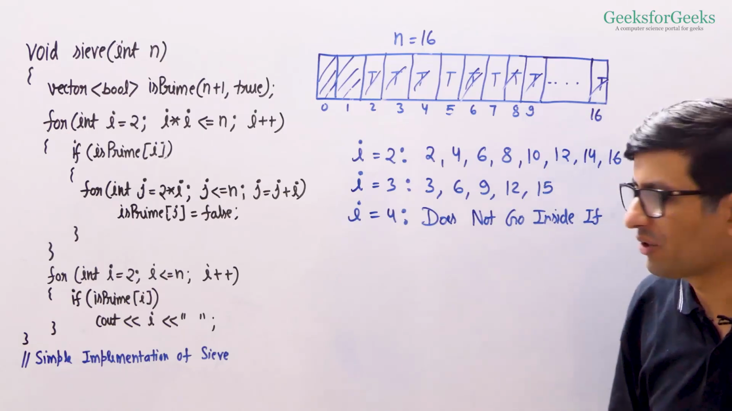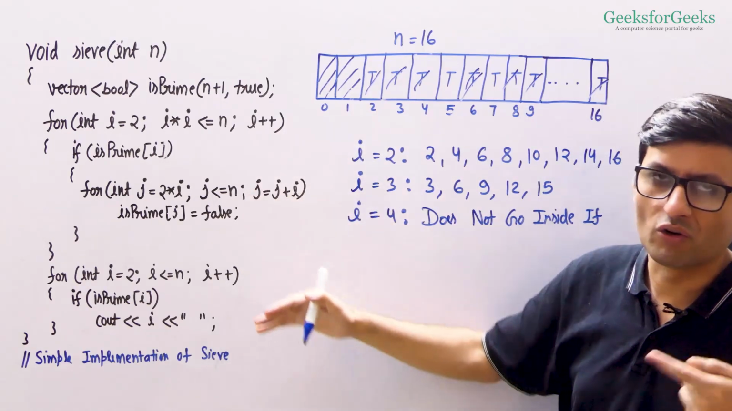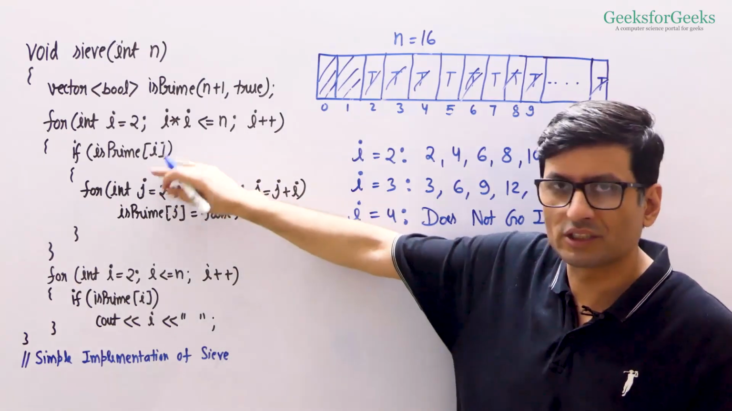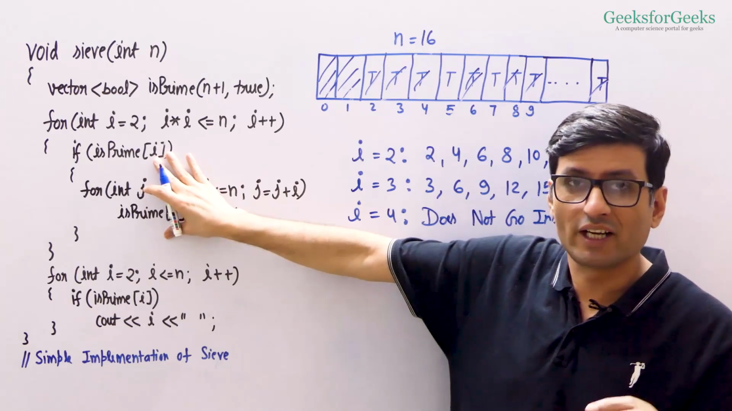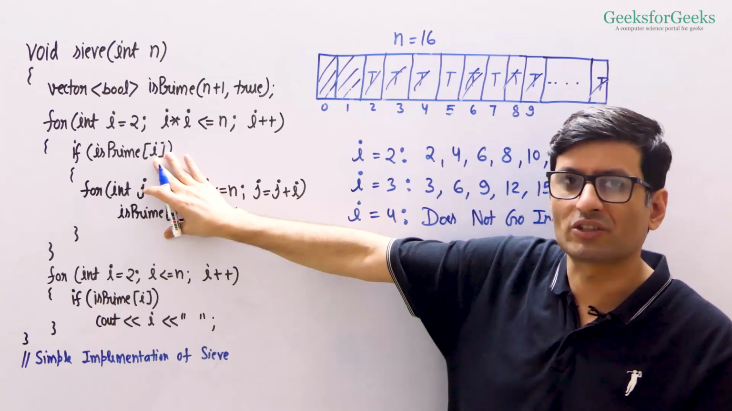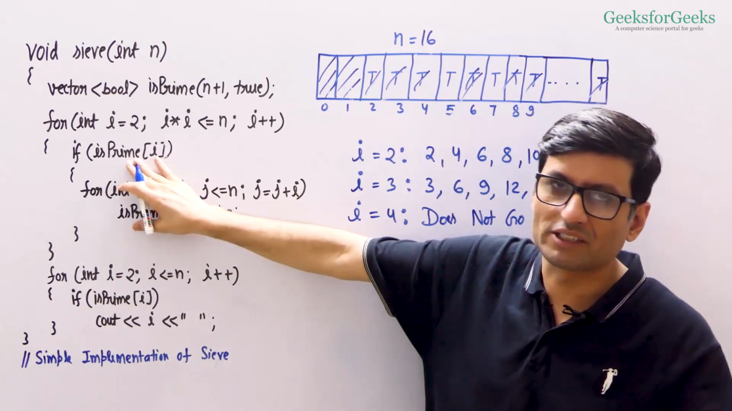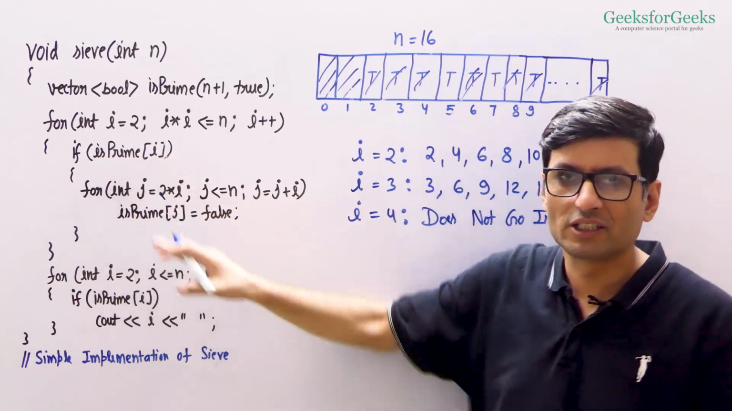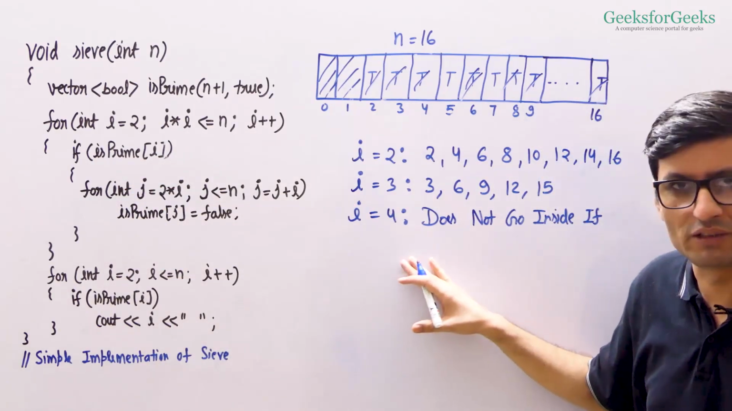So we don't need to go inside this condition for non-prime numbers. We always go inside this only for primes. And when we go inside this, we also ensure that i is prime, because we have considered all these smaller numbers. So that's the idea of working of the sieve algorithm.